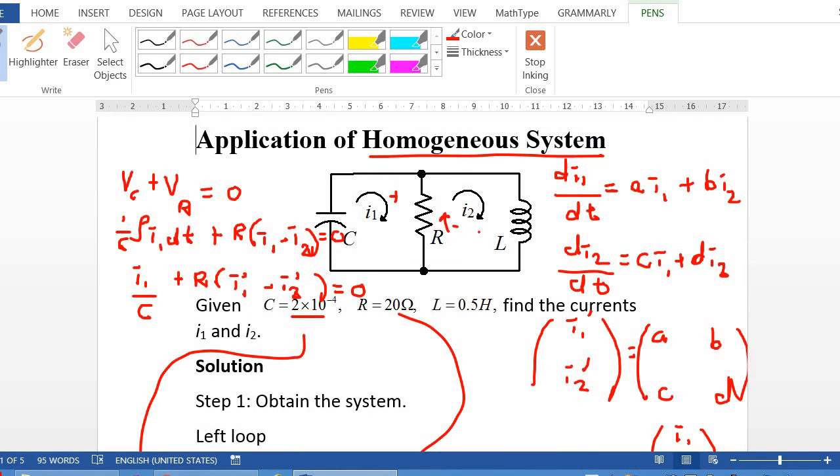We haven't arrived at the second equation yet. Then we look at the right loop. I first erase this one. Consider the right loop, where we have the inductor, meaning the VL.